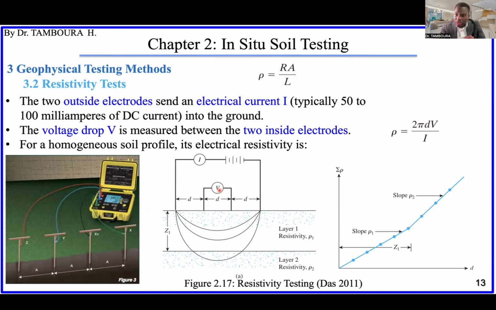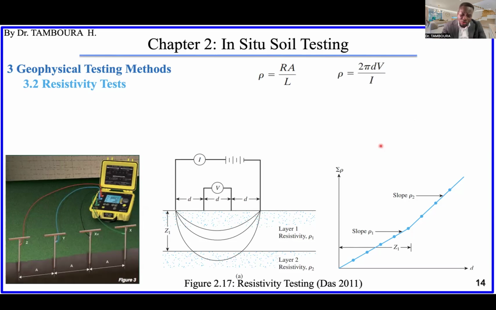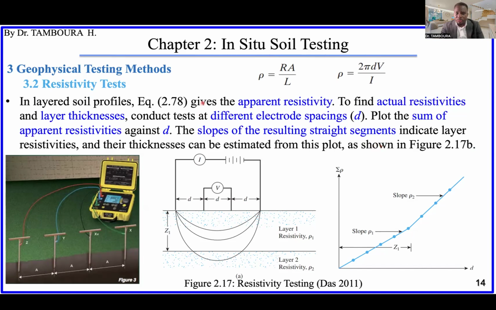So if the soil is uniform ground, you can measure the resistivity using this. But we all know that in the field you will not have uniform ground, you will have different soil layers. In that case, if you have a layered soil profile, this equation will not give you the actual resistivity. It will just be an apparent resistivity.